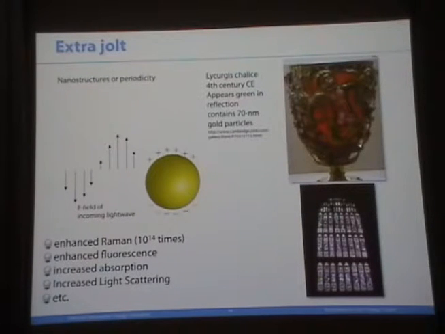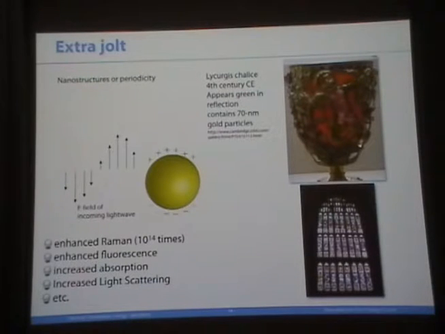This is the oldest example known, the Lycurgus chalice, as it's called, from the 4th century. It's a Roman cup, and it uses these 17 nanometer gold nanoparticles inside. This is quite spectacular because if you look at it in reflection, instead of in transmission, it looks bright green, and in transmission it's this beautiful blood red. Other examples people have seen, of course, are the stained glass windows. Those are also gold nanoparticles inside the glass.